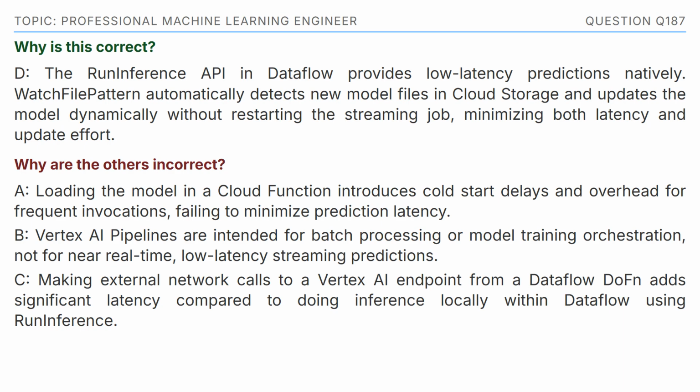Why are the others incorrect? A. Loading the model in a Cloud Function introduces cold start delays and overhead for frequent invocations, failing to minimize prediction latency. B. Vertex AI Pipelines are intended for batch processing or model training orchestration, not for near real-time, low-latency streaming predictions. C. Making external network calls to a Vertex AI endpoint from a Dataflow DoFn adds significant latency compared to doing inference locally within Dataflow using RunInference.